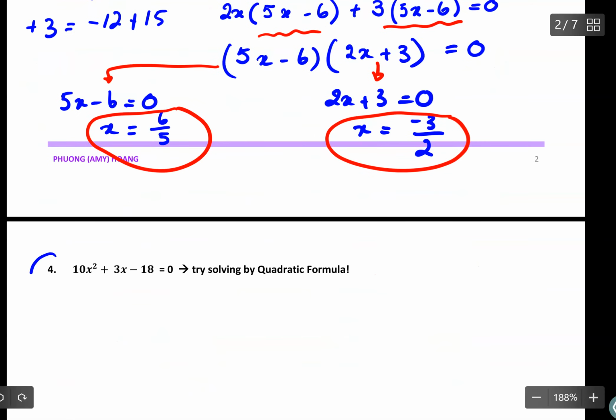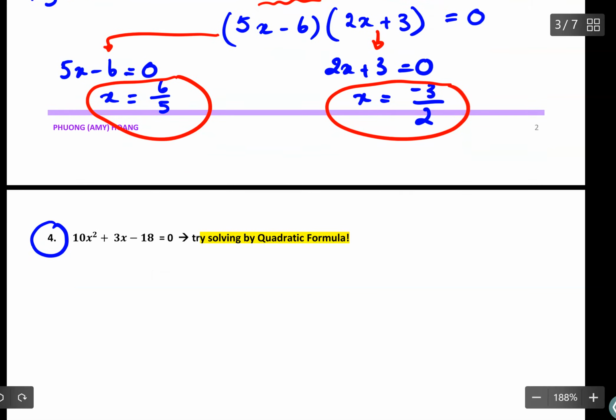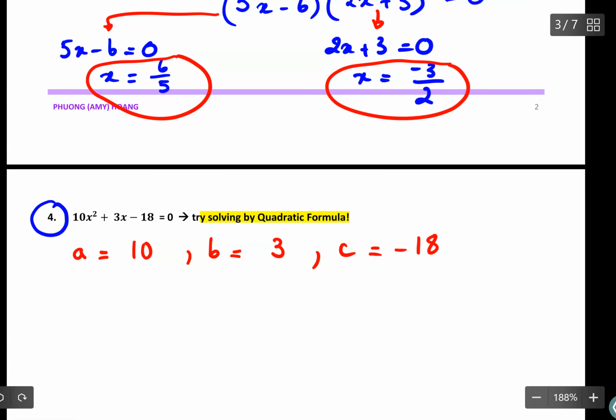In this example, they asked me to try to use the quadratic formula. Okay, so let's work with that. In working with the quadratic formula, it's very important that you identify a, b, c and identify them correctly. So a is 10, b is 3, c is negative 18. And what I will do, I want to calculate my discriminant first because I want to find out what type of solution I'm working with.